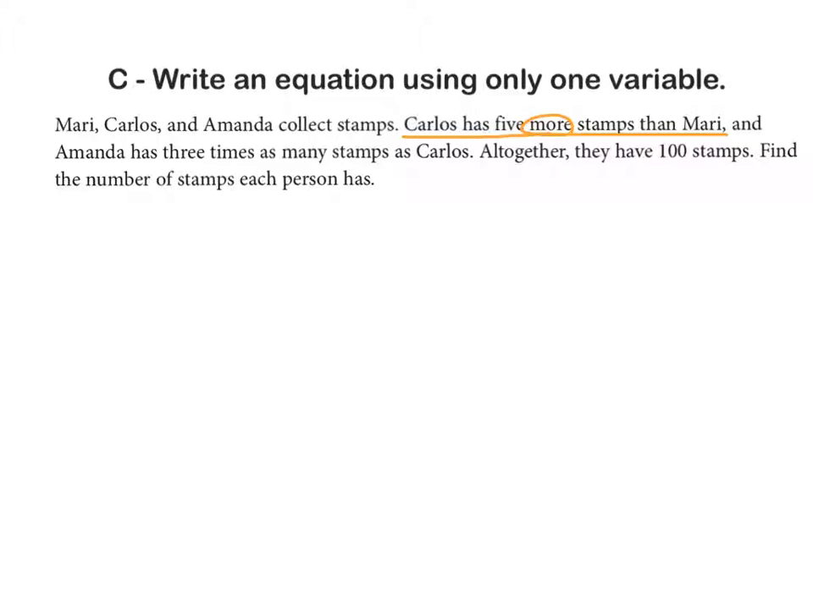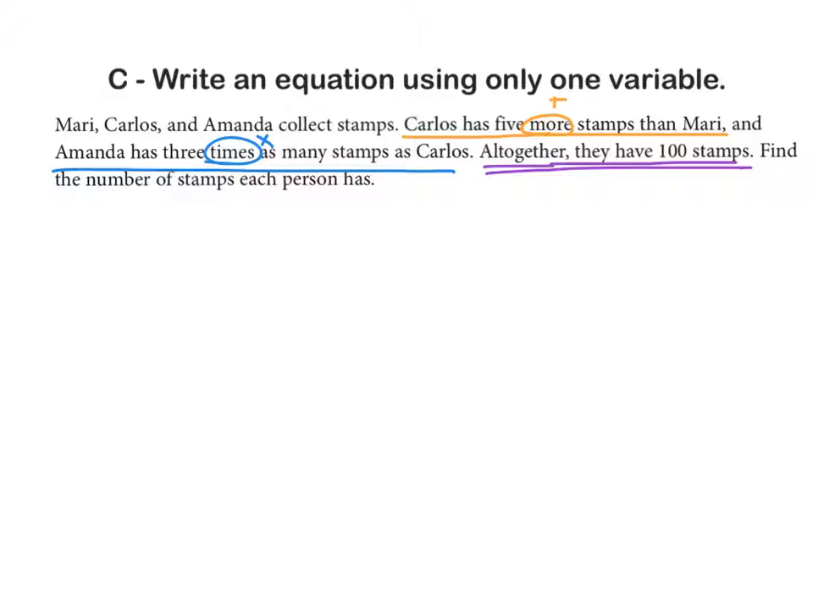So more stands out to me. That's going to be some type of addition word. Amanda has 3 times as many stamps as Carlos. Now 3 times is going to be a multiplication word that I need to look out for. And then this one we haven't really talked about. I think you saw it on your list. All together told us we were going to add.